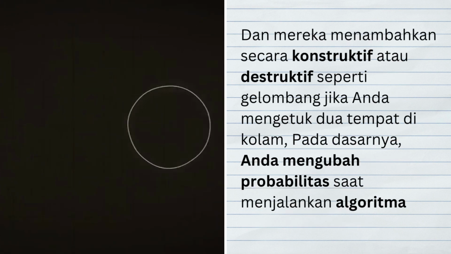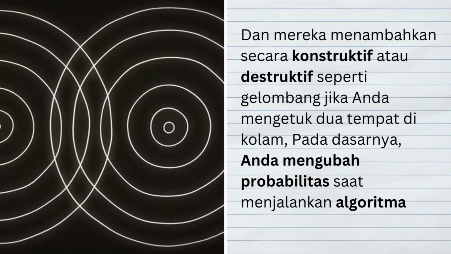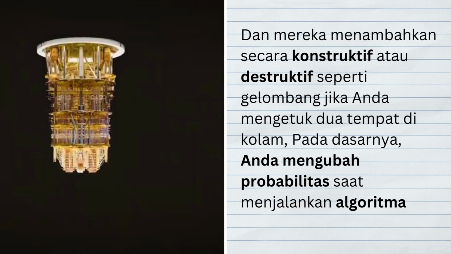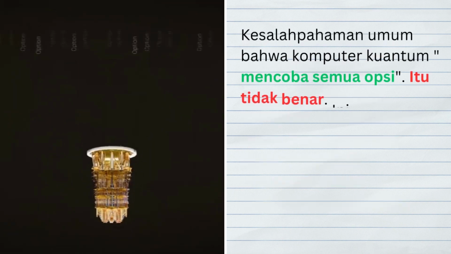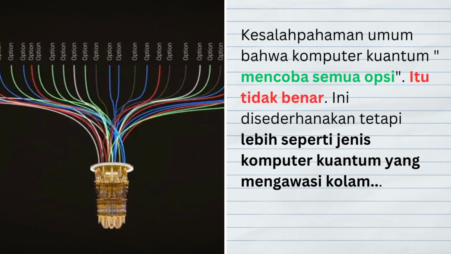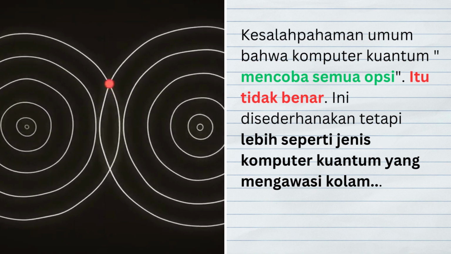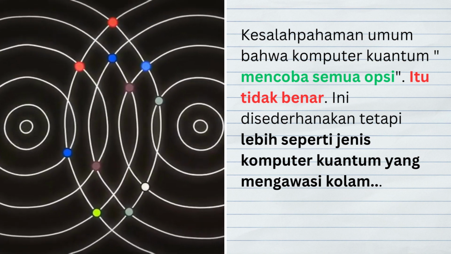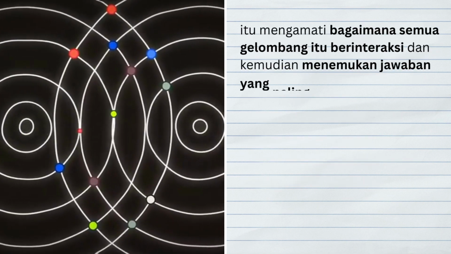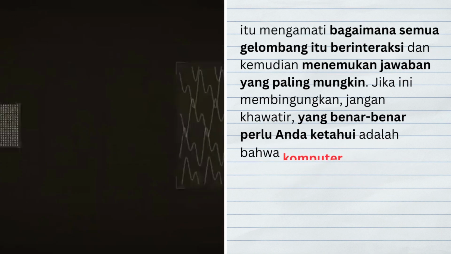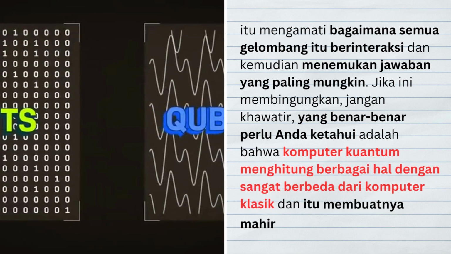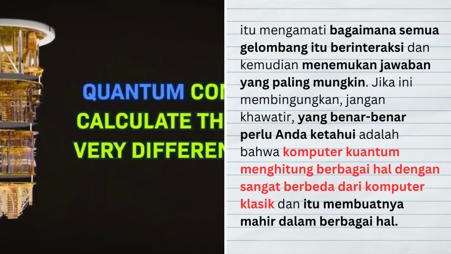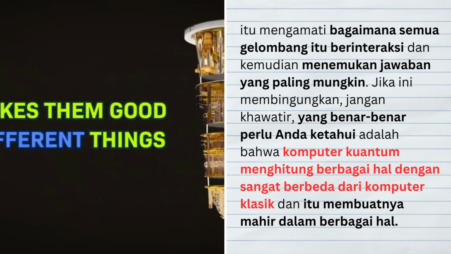If you were to tap two places in a pond, basically you are altering the probabilities while you're running an algorithm. It's a common misconception that quantum computers try all the options. That's not right. This is simplified, but it's more like a quantum computer watches the pond. It watches how all of those waves interact and then finds the most likely answer. If this is all confusing, don't worry. All you really need to know is that quantum computers calculate things very differently than classical computers do, and that makes them good at different things.